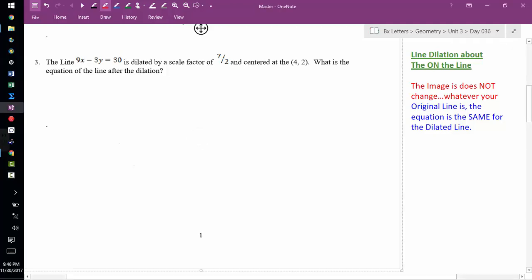Problem 3. Still dealing with line dilations. This time it's centered at a point other than the origin.